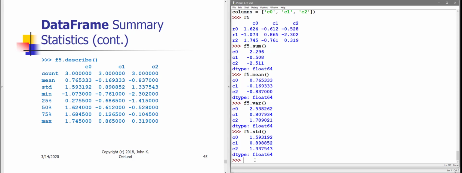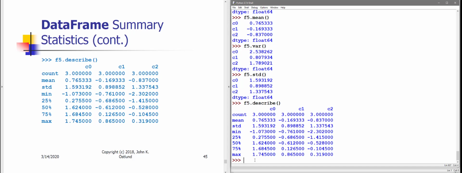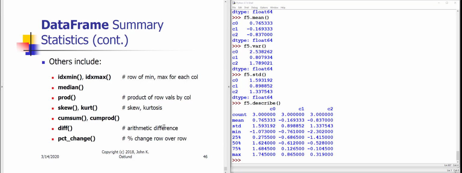I can also get a whole bunch of summary statistics by asking for the describe of the data frame. Okay, so there I get the count of the number of records, the number of rows, mean, standard deviation, minimum, maximum, and then the quartiles, 25, 50, and 75% quartiles. And there are a whole variety of additional statistics functions available as well that I'm not going to pronounce their names aloud here, I guess.